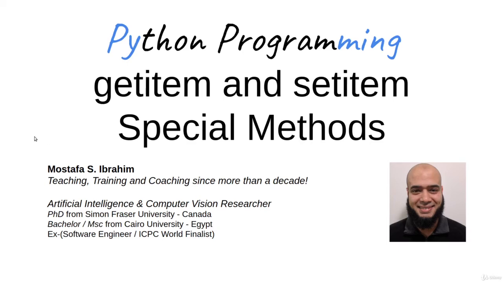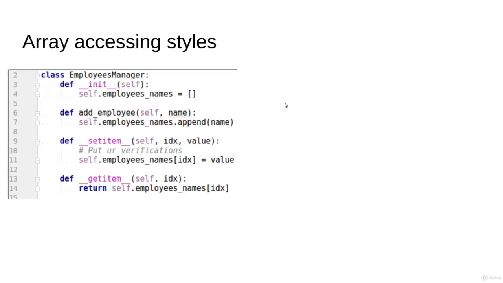Two of the nice special methods in classes are the Getitem and Setitem methods. They are mainly used to access your object, your user-defined class, like an array, like a list. I mean here indexing specifically. So let's develop this simple class.